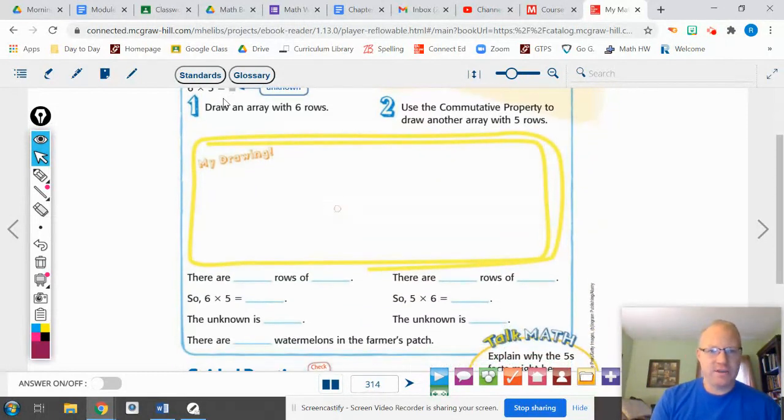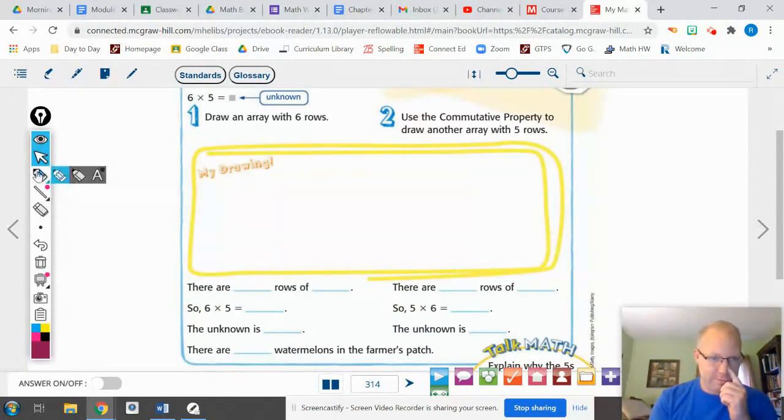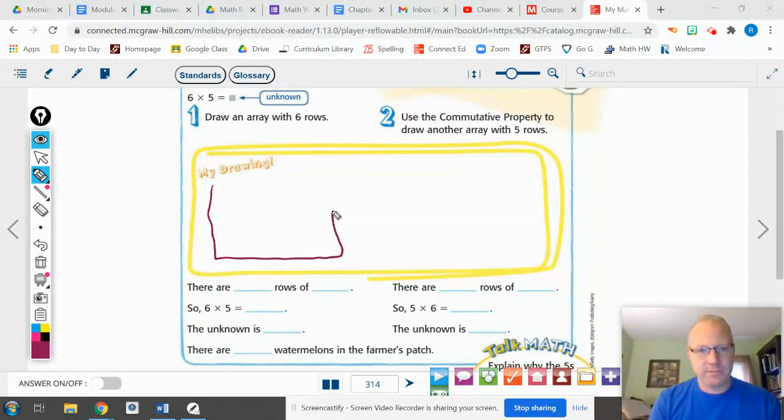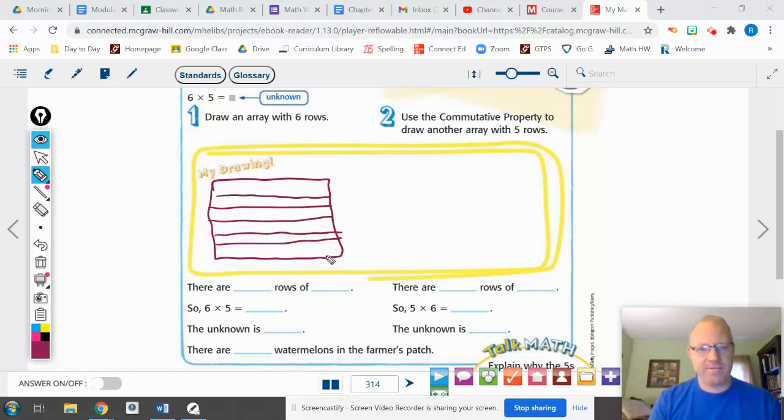Now, let's go into it. It says, draw an array with 6 rows. An array is a rectangle, and they want 6 rows. 1, 2, 3, 4, 5. Now remember, when we are drawing arrays, we cut it one less time than the number of rows we want. So we have 1, 2, 3, 4, 5, 6 because we cut it 5 times. So we have an array with 6 rows.